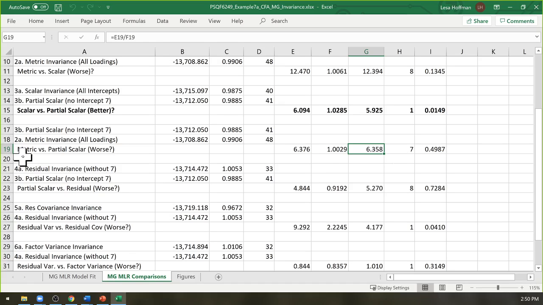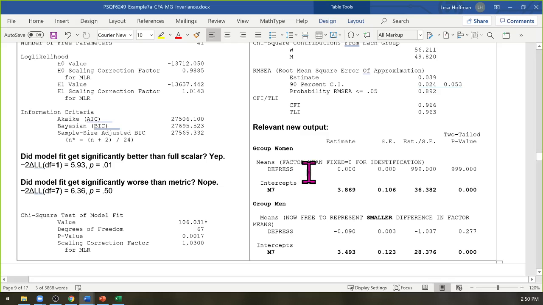So now it looks like the other 7 constraints are responsible only for a difference in misfit of 6, p-value of 0.5, and there's no more modification indices. So that means that we would be in good shape. So we've got all the loadings constrained between groups and 8 out of 9 intercepts.